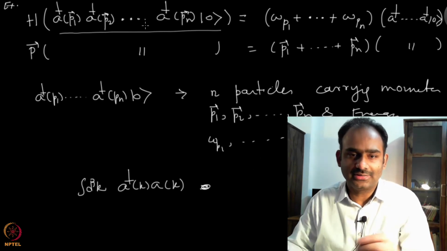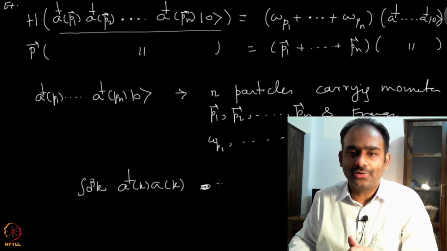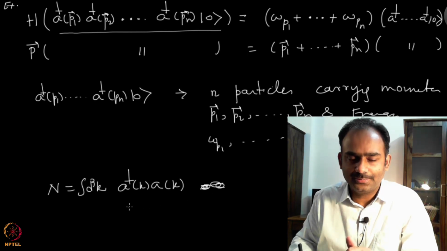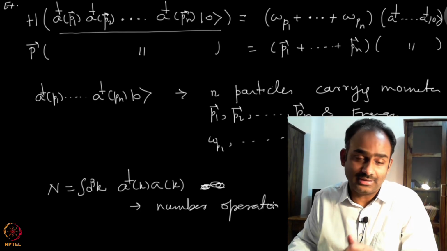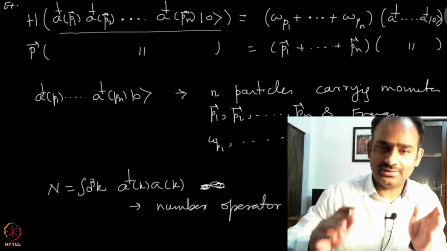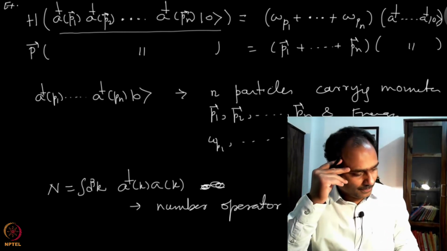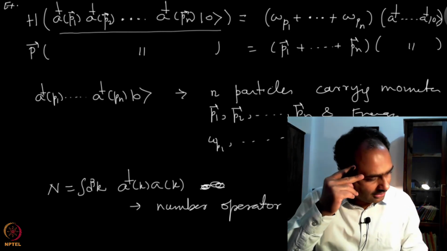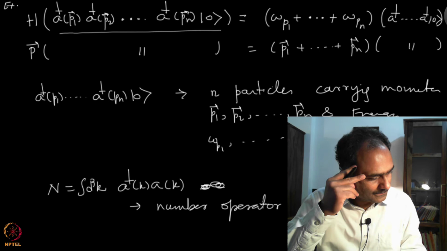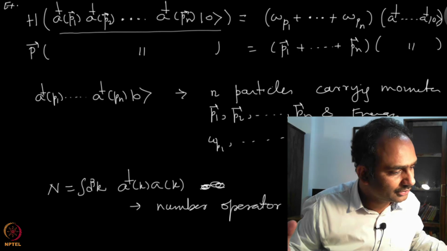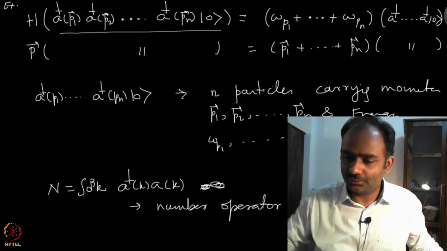It will give you n times this. So, which means it is going to count for you the number of particles that you have in your theory. So, we will call it a number operator. Okay. I am sorry, I said number of particles in your theory. What I meant is the number of particles in your state which you are looking at. Okay, that's good. I think I have almost said everything that I wanted to say.